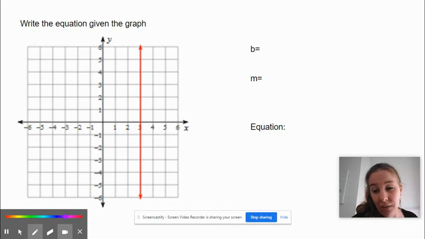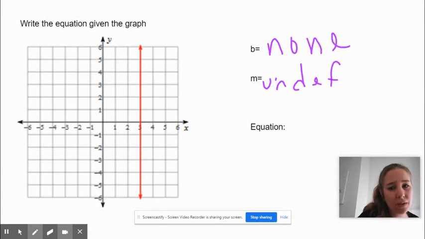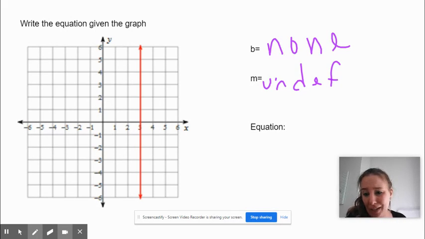We have dealt with a problem like this before. There is no y-intercept. That thing is never crossing the y-axis. My slope is undefined. So what does that mean for my equation? Like, how do I even deal with that?